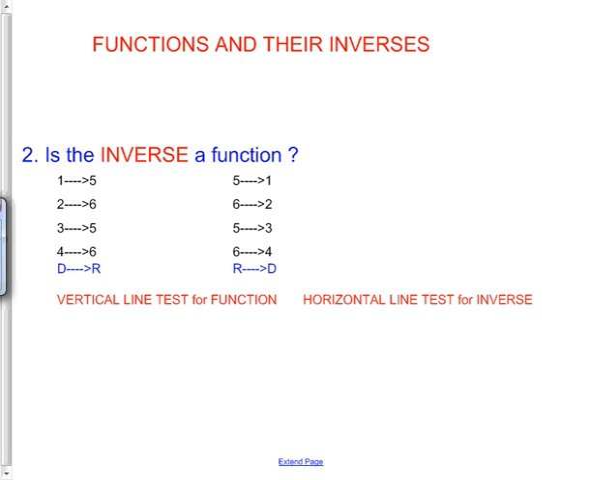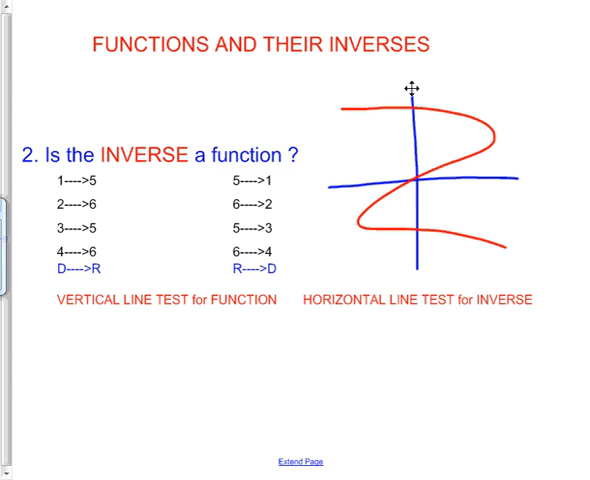Let's talk about functions and their inverses again. Is the inverse a function? Well, remember, if you graph something and you look at it, you can tell if it's a function by checking the vertical line test. Would this pass the vertical line test? No, the big Z for Zorro would not. It would be hit twice or three times, depending on where you were.